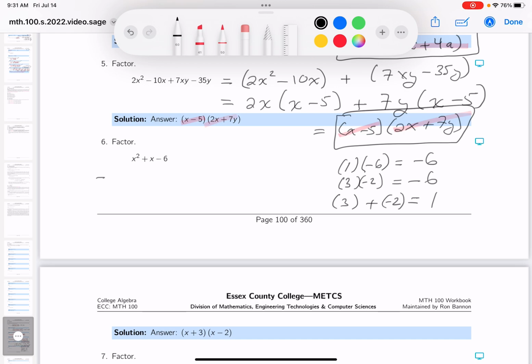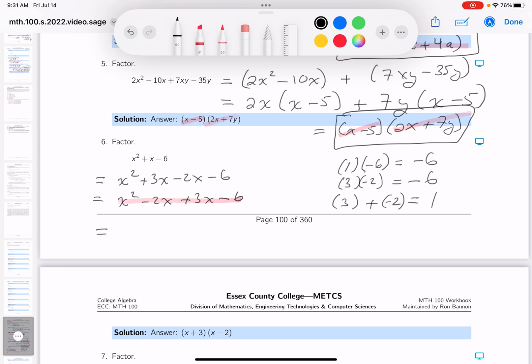And what we do now is we take the middle term, and we're going to write it as 3x minus 2x minus 6. Or if you prefer, you could write this as x squared minus 2x plus 3x minus 6. Both of them are going to work. I'm just going to do one first, and I'll write that down for you.